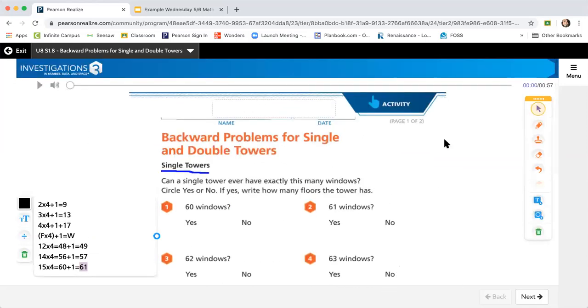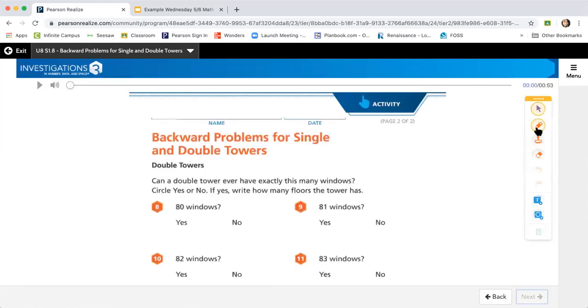Okay, so the next slide is all about double towers. So in your head, think about those double towers. Double towers have two cubes side by side.